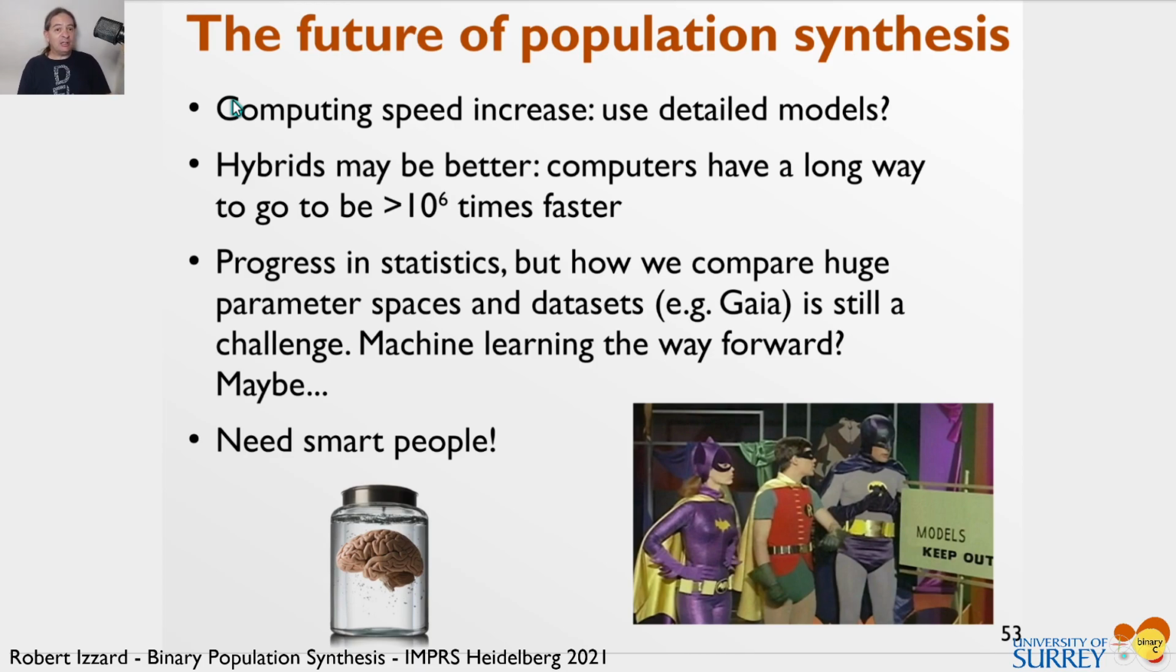But there's been a lot of progress in statistics and how we handle these things, particularly the big data sets, for example, coming out of Gaia, and how we deal with those. And things like machine learning are certainly a way forward to do some of the work in this. But I think the biggest challenge is that we don't have enough smart people working in this. So I highly recommend that if you think you're smart and you can do this, then please do go there.